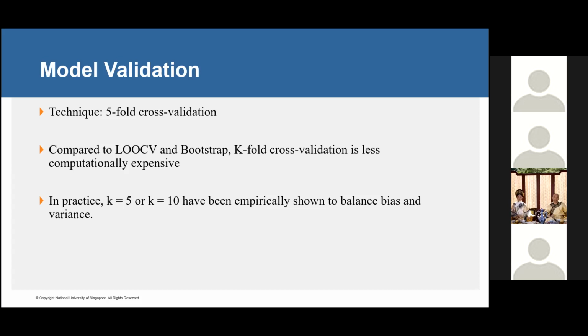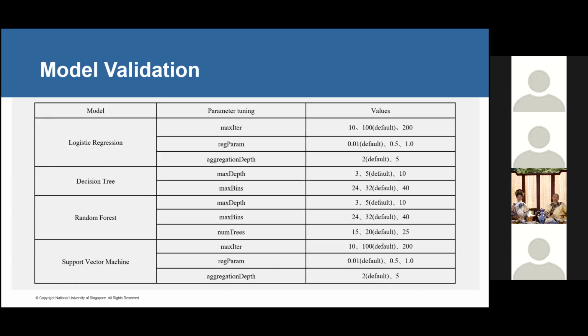Secondly, larger k means less bias towards overestimating the true expected error, but higher variance and higher running time. In practice, k equal to 5 or k equal to 10 have been empirically shown to balance bias and variance. Since our sample size is large, which means that we are at the flat part of the learning curve, we choose five-fold to reduce computational cost. The parameters we choose for each model are shown in this table. And now my partner will continue with the model evaluation part.